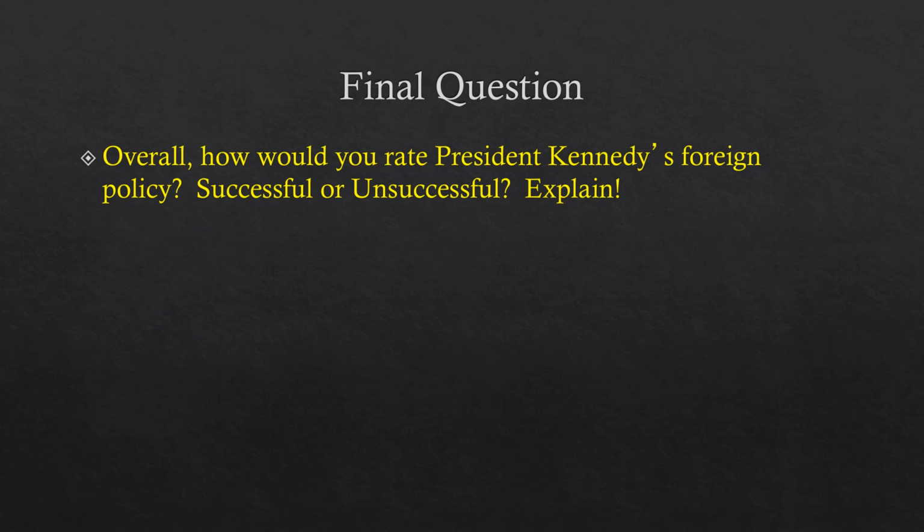Okay. So overall here, how would you rate Kennedy's foreign policy? You were supposed to answer these questions at the end of your chart. Again, this is an overall, so taking into consideration everything from the Bay of Pigs invasion and moving forward.